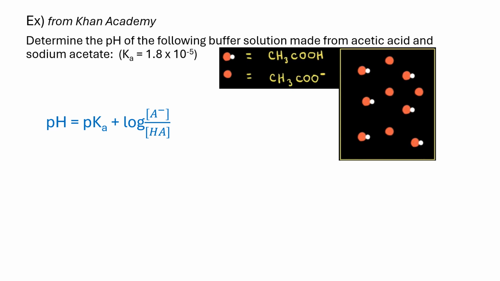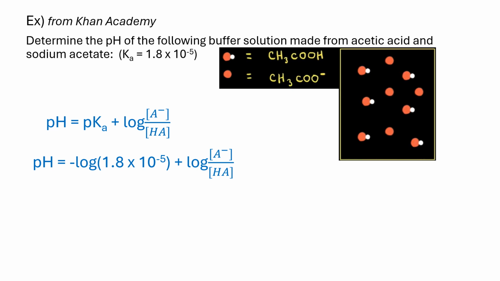So if we go through, what we're going to do is simply know that the pKa is pretty easy to find, right? That's just going to be the negative log of the Ka, right? So negative log of 1.8 times 10 to the minus 5 plus the log of the concentration of A minus over HA, which is just a ratio, so the units don't really matter. So the fact that I'm counting particles instead of molarity is fine, right?